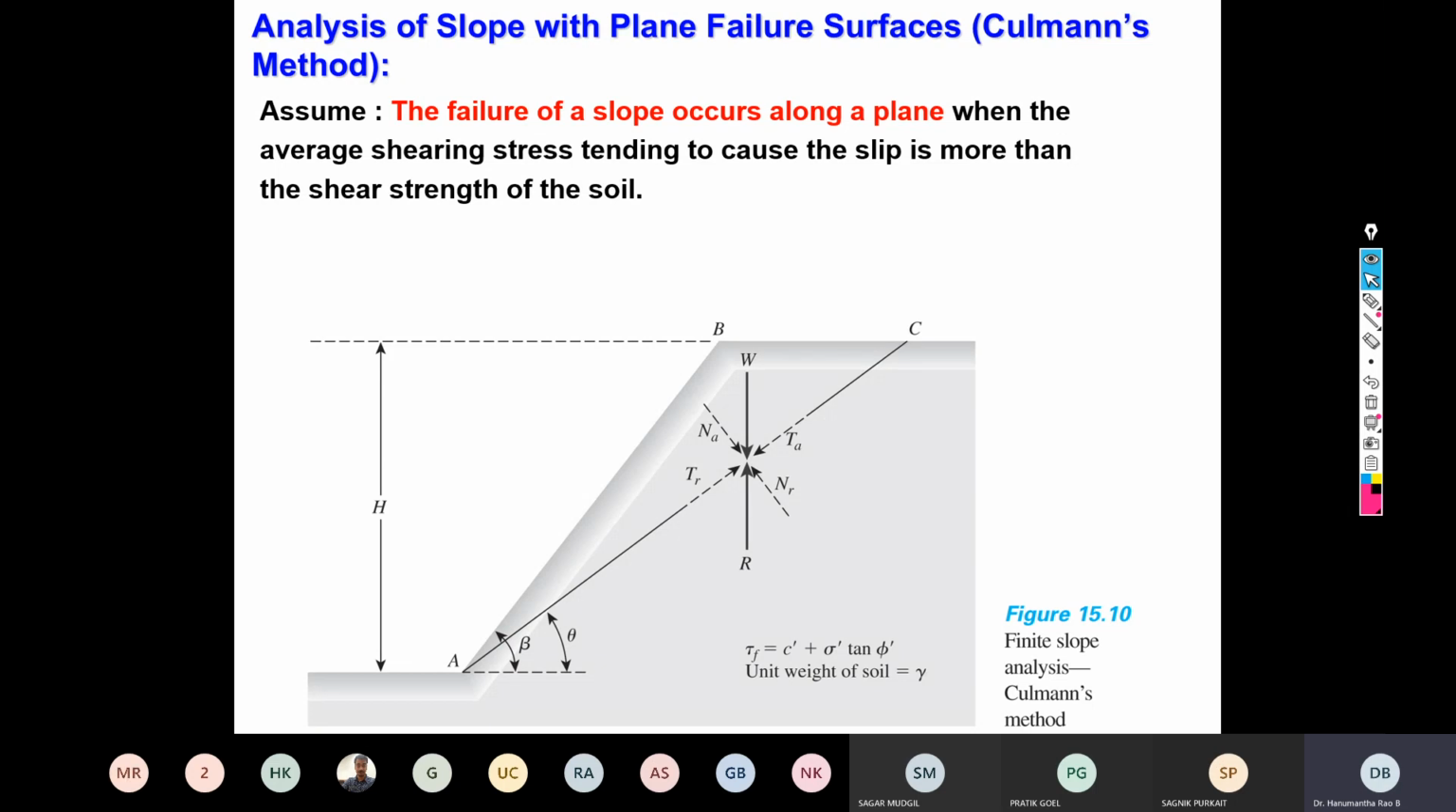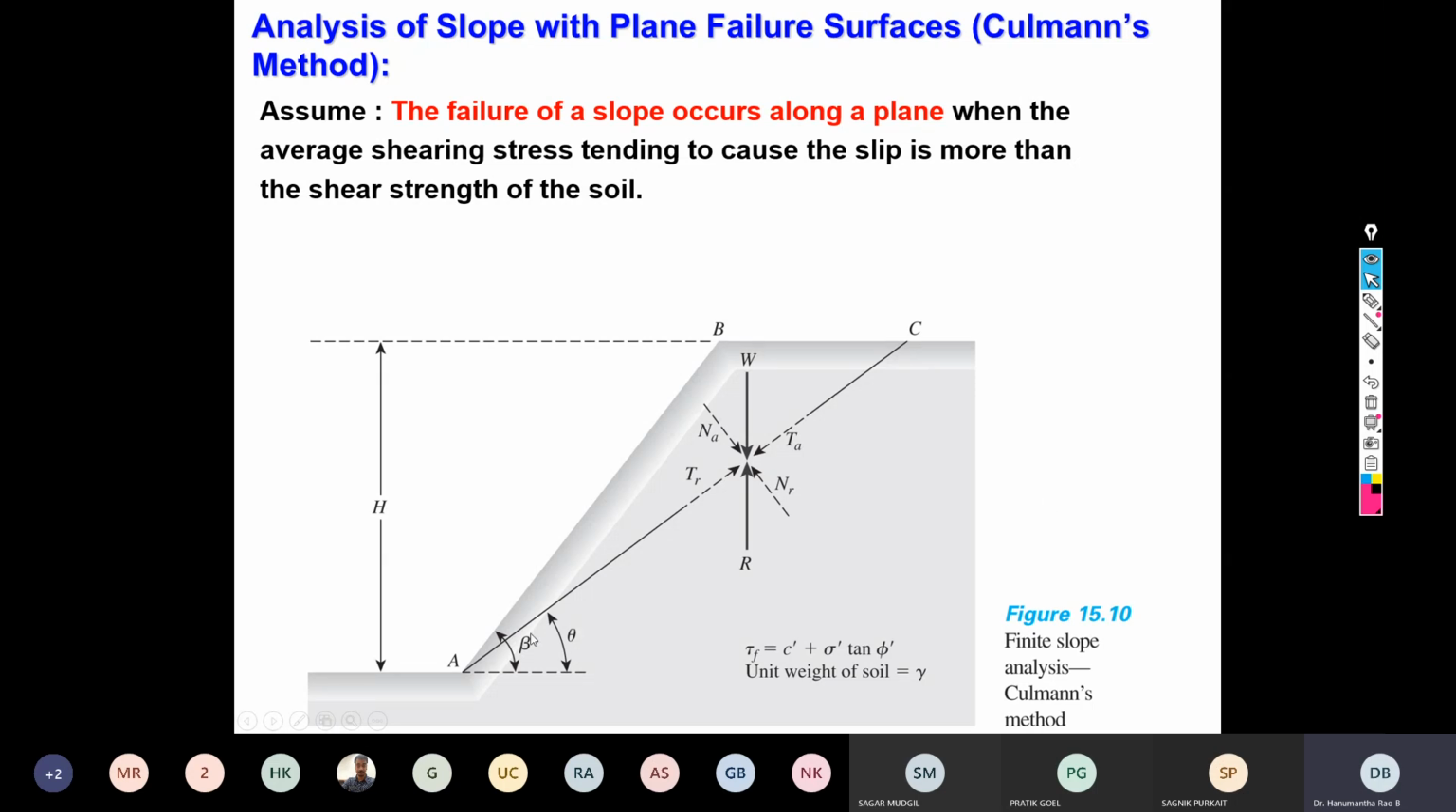While today we will discuss Culmann's method. He was one of the very first persons who dealt with slope stability analysis. His assumption is that the surface is planar. As you can see in this picture, there is a wedge called ABC. The height of the wedge is h, the angle made by the slope is beta, and the angle made by the failure plane is theta.